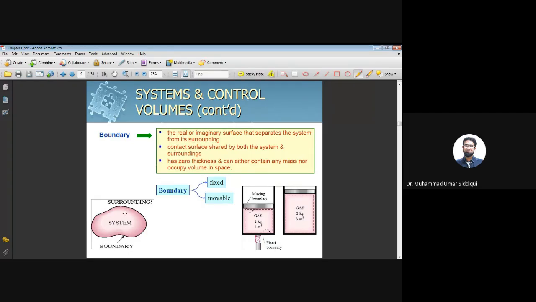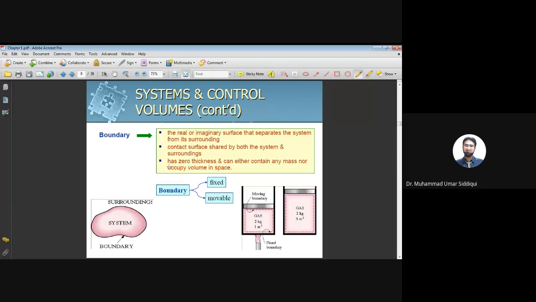Okay. An important thing is that the boundary has zero thickness and cannot contain any mass or occupy volume in space. So the boundary is basically an imaginary concept here. We consider that we have a system, and the system has a specific boundary, and that boundary has zero thickness because it is an imaginary boundary that separates the system from the surrounding. Okay, so the boundary could be fixed; it could be movable.